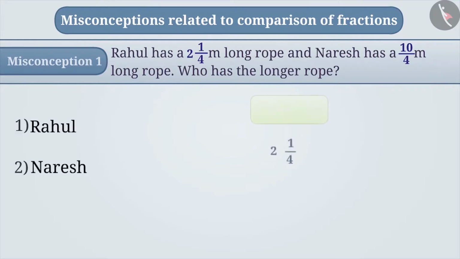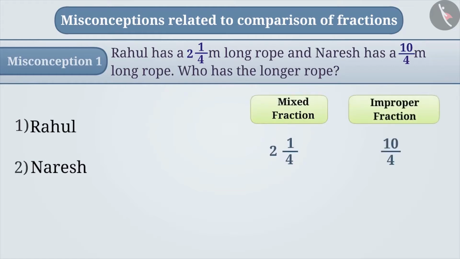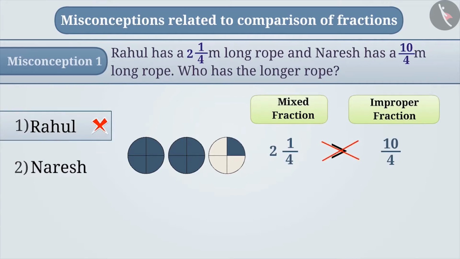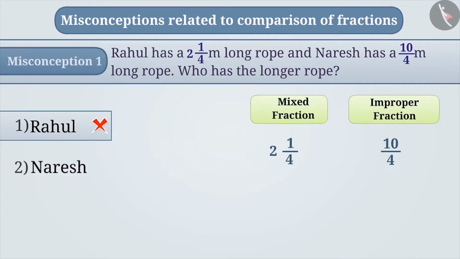Sometimes it is misunderstood that a mixed fraction is greater than an improper fraction because it contains one or more whole parts. Due to this misconception, it is understood that Rahul has the longer rope. This is an incorrect understanding. To find the longer rope, we have to compare 2 1/4 meter and 10/4 meter. In order to do this, we have to either convert 2 1/4 into an improper fraction or convert 10/4 into a mixed fraction.